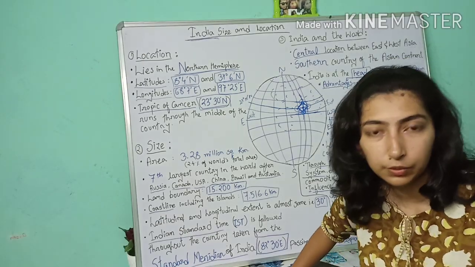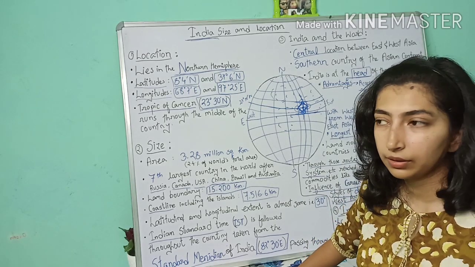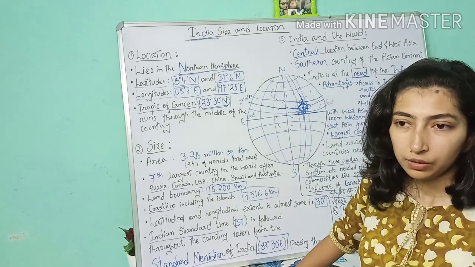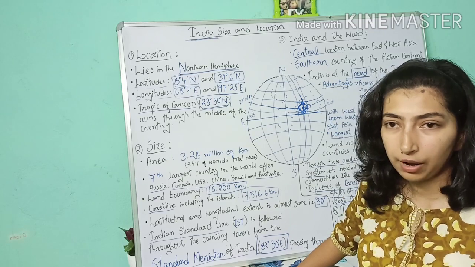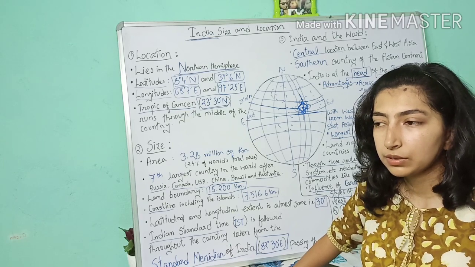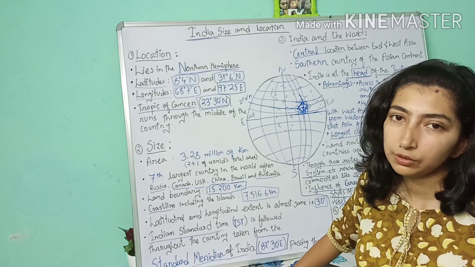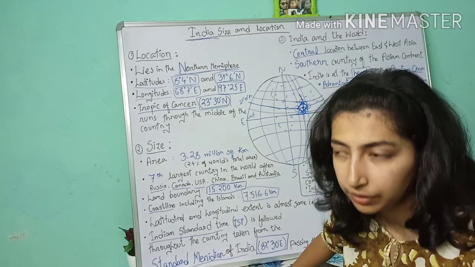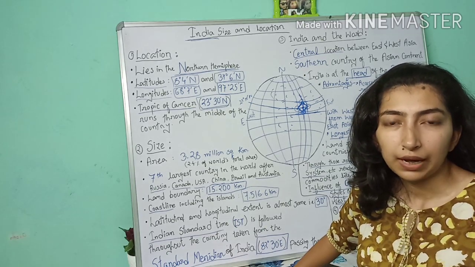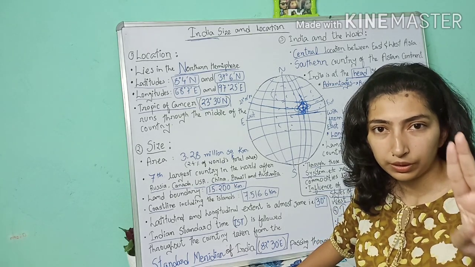And the number of states and union territories that we have. You all know that it has changed in recent times. So now we have 28 states after Jammu and Kashmir. The state of Jammu and Kashmir was segregated into two union territories, and we have 8 union territories, not 9. Okay, we have 8 union territories. One change has been made. Dadra and Nagar Haveli and Daman and Diu are made into one union territory.